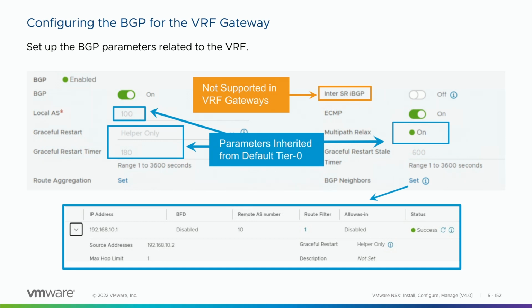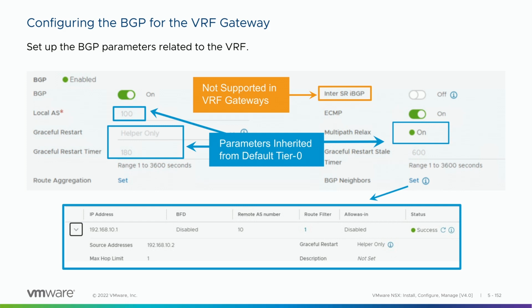We cannot support inter-SR BGP on a VRF like we can on a Tier 0 gateway. So that's not going to be available to us. That's not something I can toggle. Here again, we mentioned that multipath relax and graceful restart configurations are inherited. My local autonomous system number is inherited. So I can either enable or disable BGP, and I can set my neighbors.